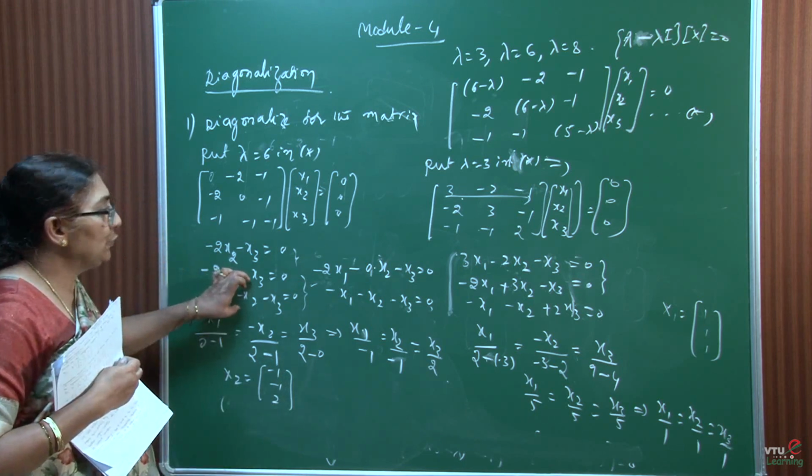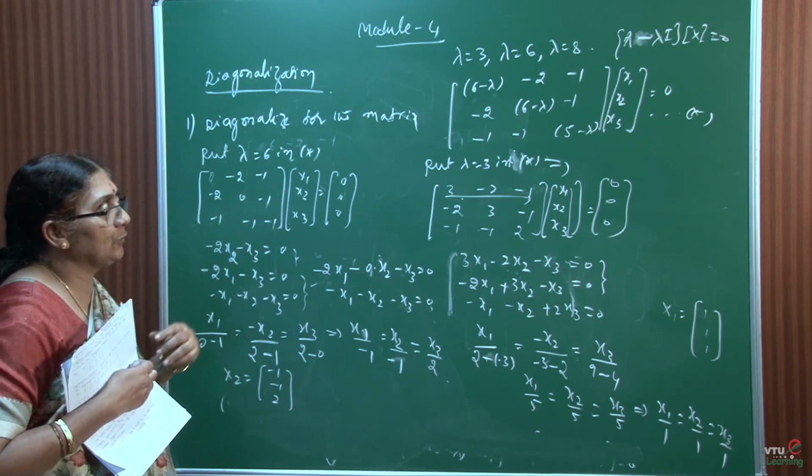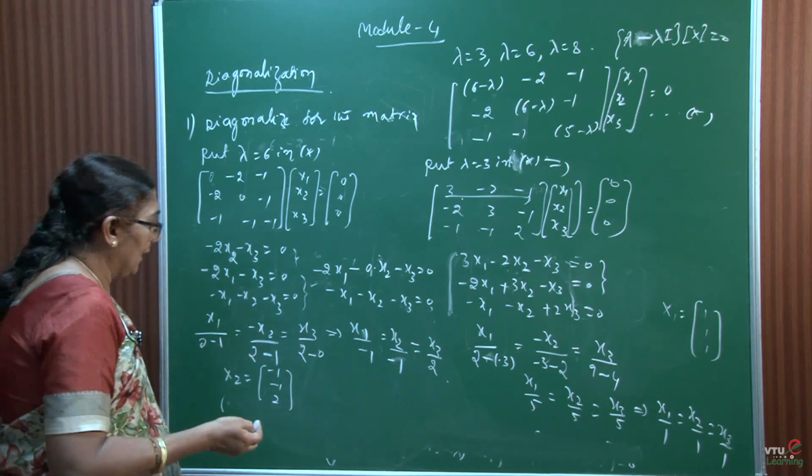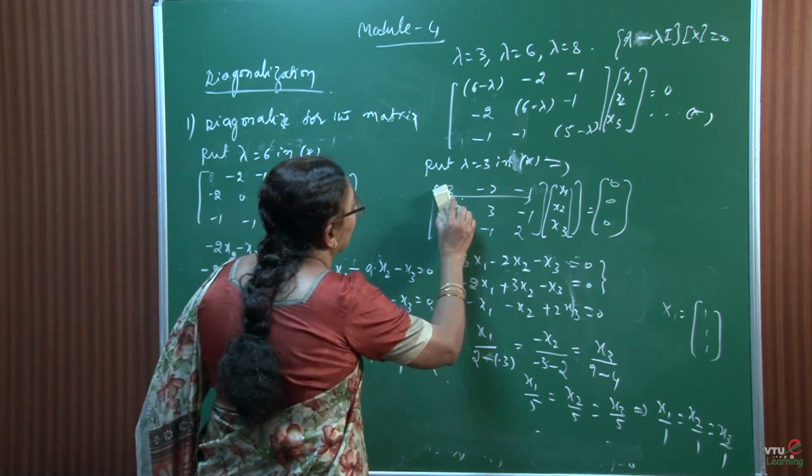I explained why you choose the last two. Similarly, take lambda equal to 8. We get another eigenvector.